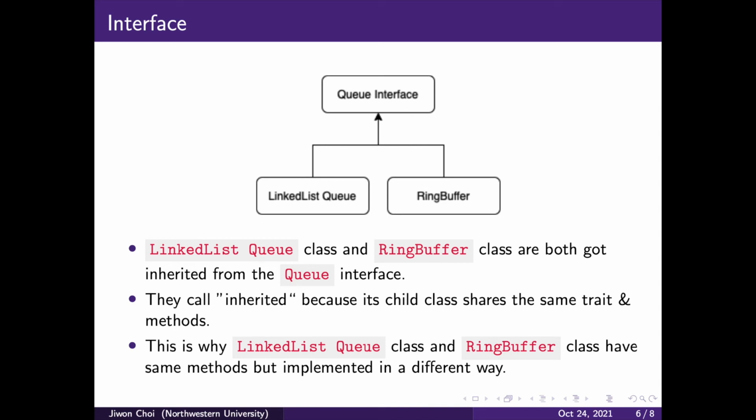We call it inherited because the child class shares the same traits and methods. This is basically why the linked list queue class and ring buffer class have the same methods but implemented in different ways. In the queue interface, we only define what kind of methods will go there. In the homework 2 code, you can see that the queue interface has only three methods listed, but the detailed implementation was done in the linked list queue and ring buffer classes. The detailed implementation should be done within the child class, but the method definition should be done in the parent class, which is the interface class. So that's the thing for the interface. If you get confused about interfaces, probably refer to the 100 level course, or search up Python interfaces and how they get inherited.